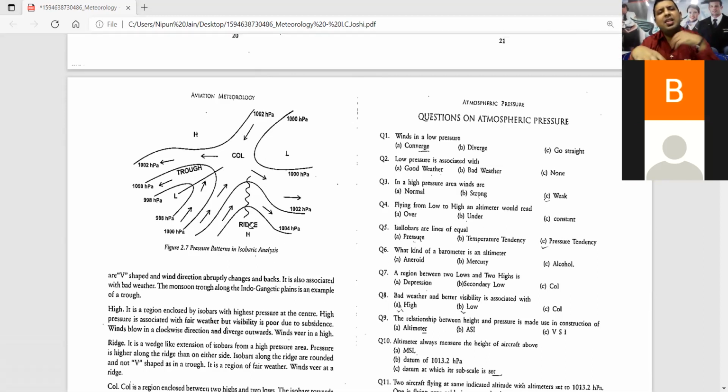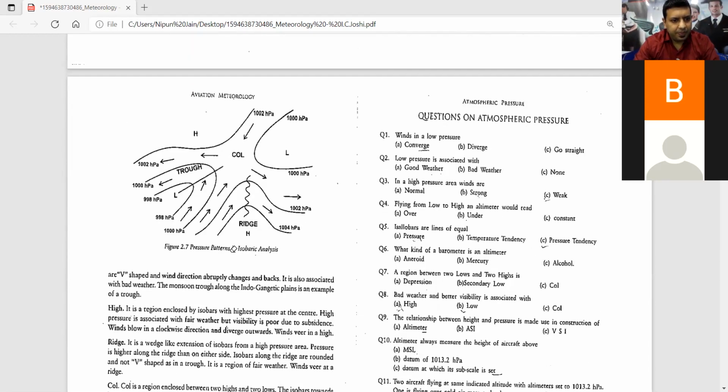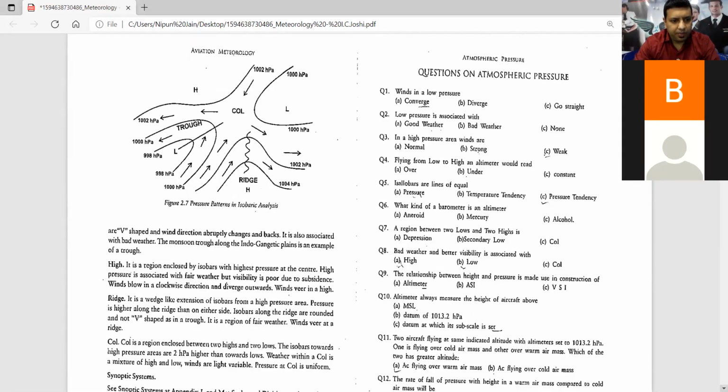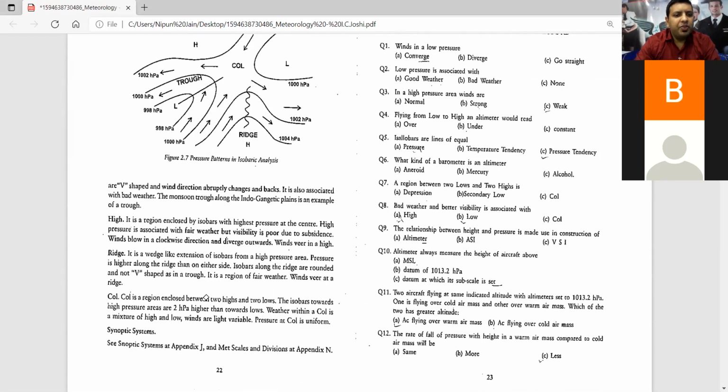When a high pressure is cancelled out by a low pressure and another high pressure is cancelled out by another low pressure, then there is an area where everything is at zero. Everything is at null. There's no high pressure, there's no low pressure. That area is called col. You underline this. Col is a region enclosed between two highs and two lows.